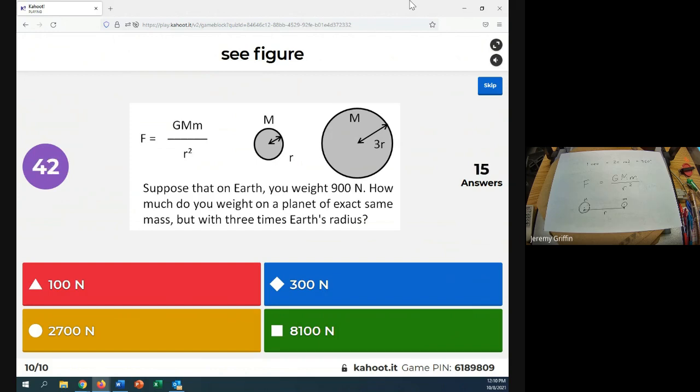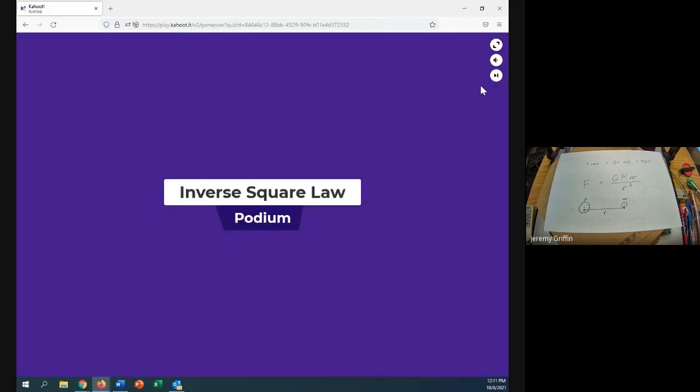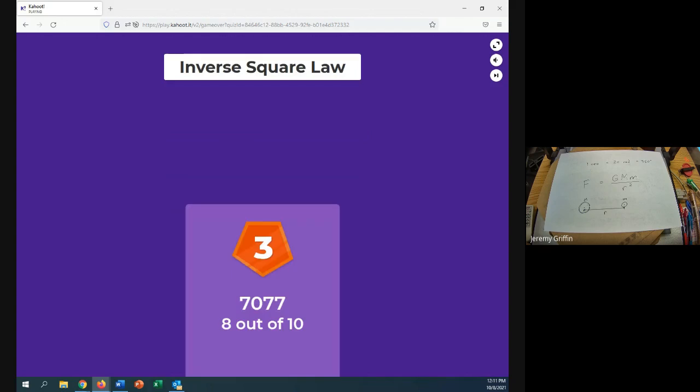Hey, wouldn't that be kind of like if you climbed an extremely tall ladder and got very far away from the center of the earth? It's the same mass beneath you. You're just physically further away. Guys, what's 1 divided by 3 squared? 1/9. 1/9 of 900 newtons? 100 newtons. Oh, yeah.